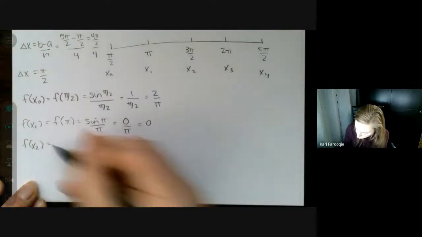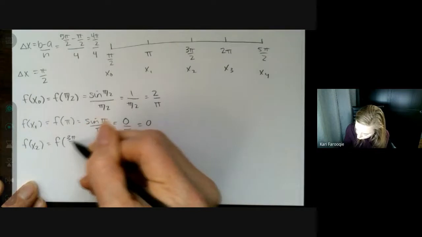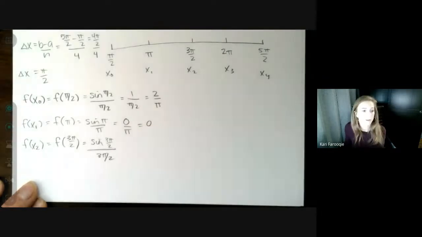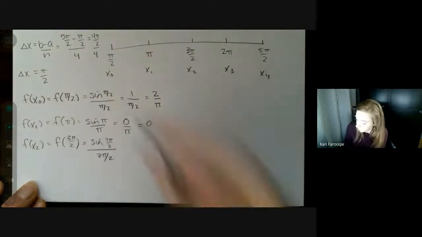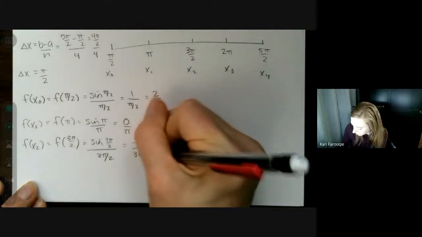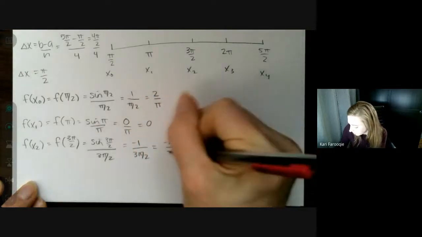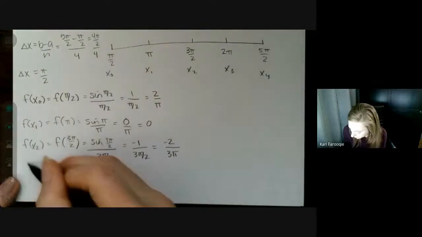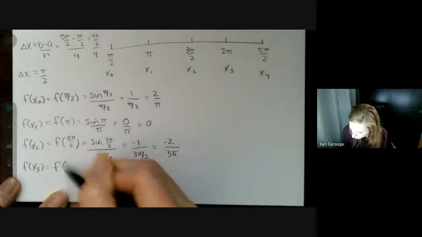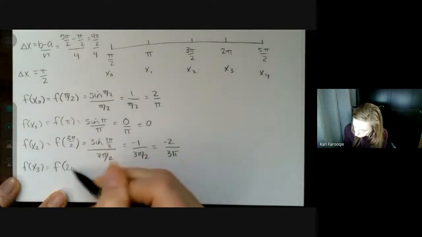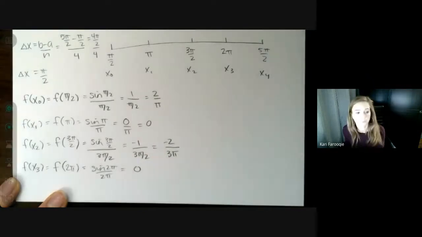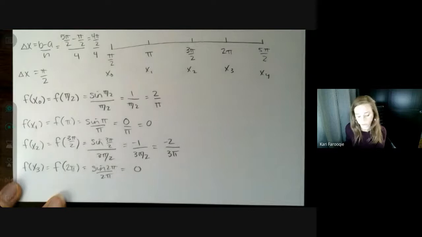F of x sub 2 is f of 3 pi over 2. This is going to be the sine of 3 pi over 2 divided by 3 pi over 2. The sine of 3 pi over 2 is -1. When you simplify this, you're going to get -2 over 3 pi. For x sub 3, you're going to have f of 2 pi. The sine of 2 pi is 0, divided by 2 pi is still 0.